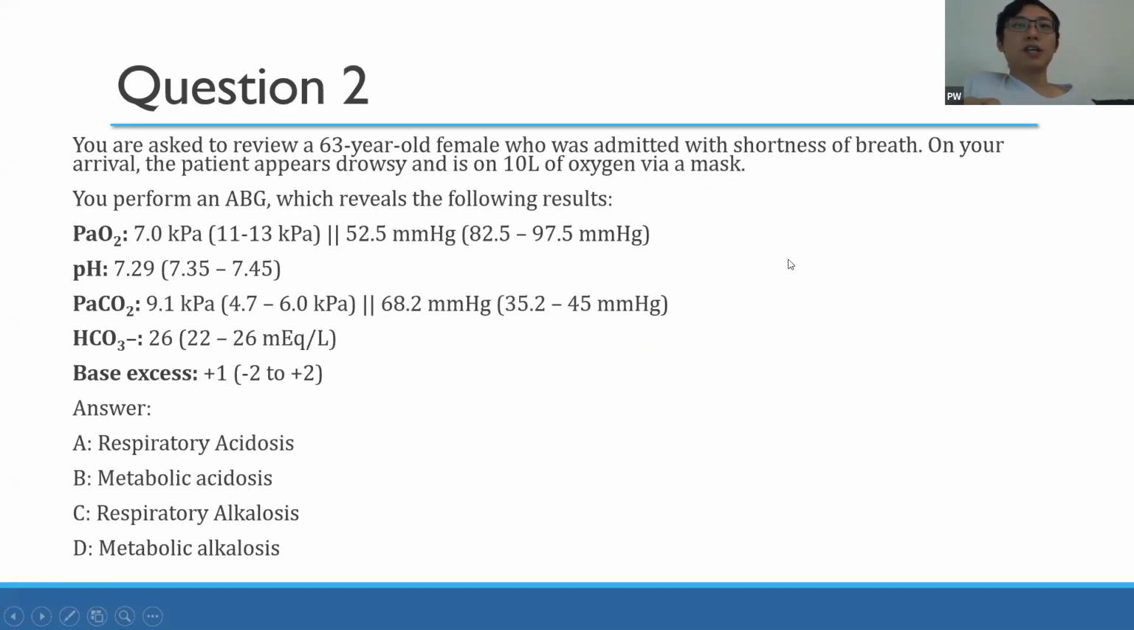So, same lady. Now, can you give an idea of what she has? Okay, so I've launched the question, what does she have? Basic SBA, what kind of problem does she have? Is it respiratory acidosis, metabolic acidosis, respiratory alkalosis, metabolic alkalosis? I'll give you guys another 10 seconds or so.